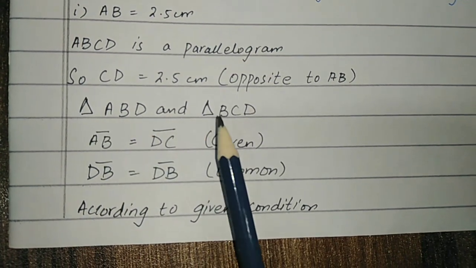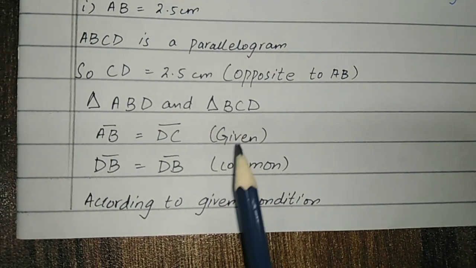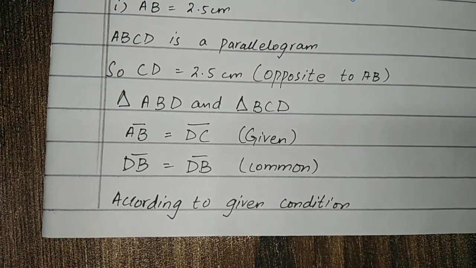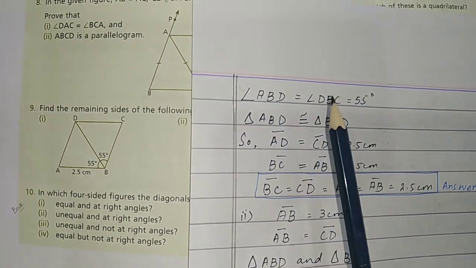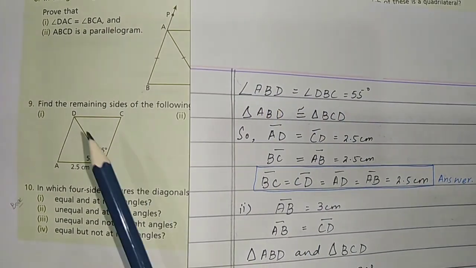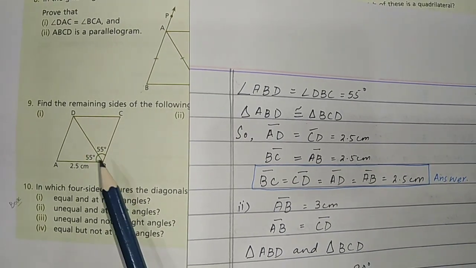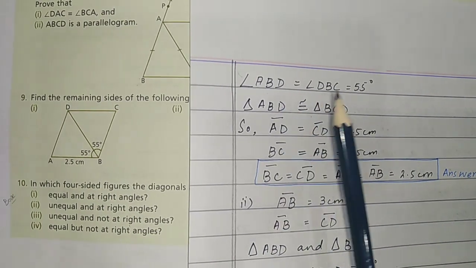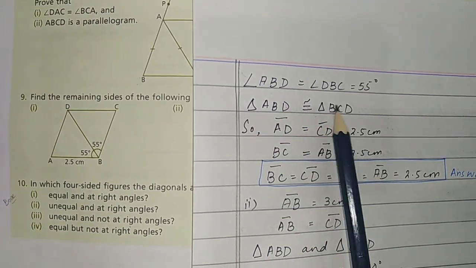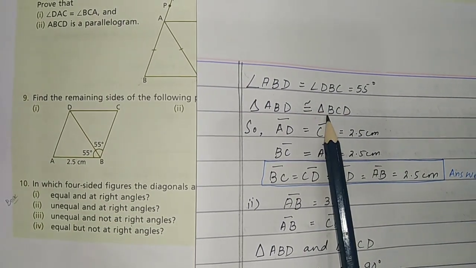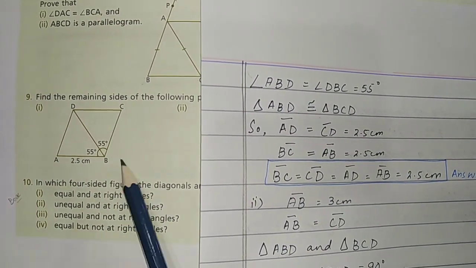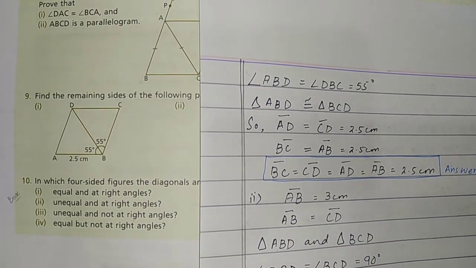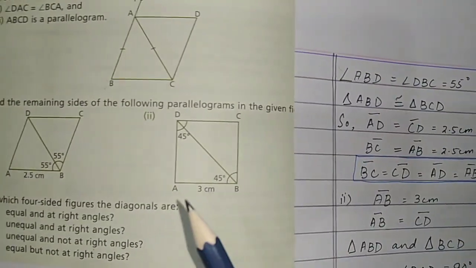Now in triangle ABD and triangle BCD, AB equals DC, that is given, and DB equals DB, that is common in both triangles. According to the given condition, angle ABD and angle DBC are the same, 55. So by the SAS theorem, side angle side, these two triangles are congruent. If these two triangles are congruent, all their sides are equal. So AB is equal to BC, CD is equal to DA, that is 2.5.